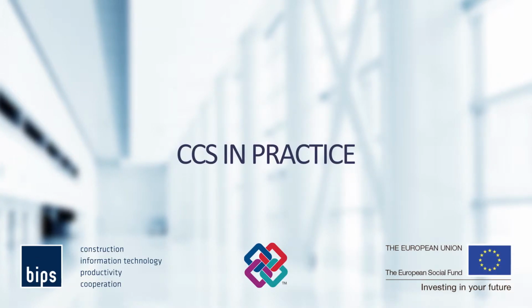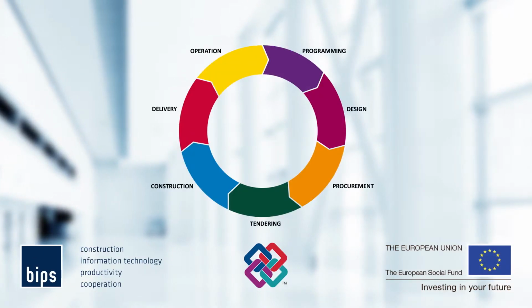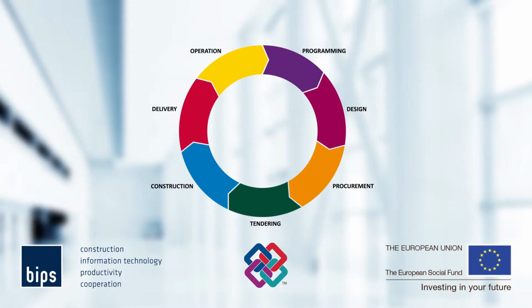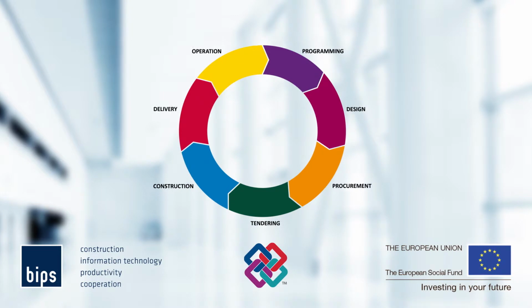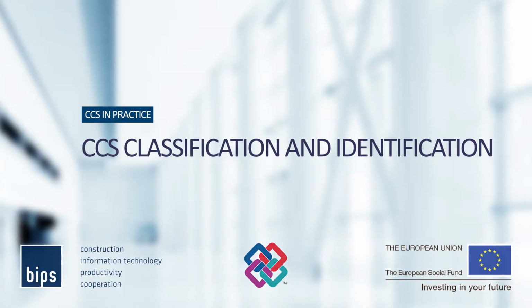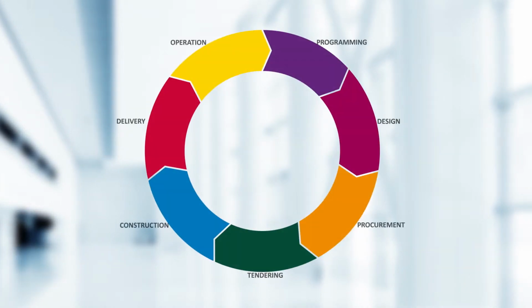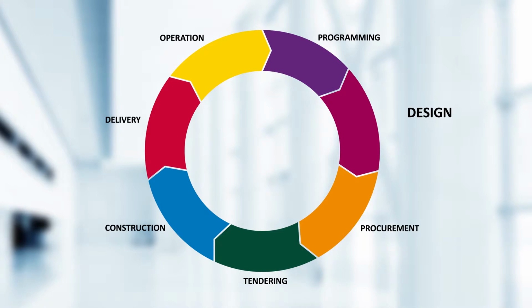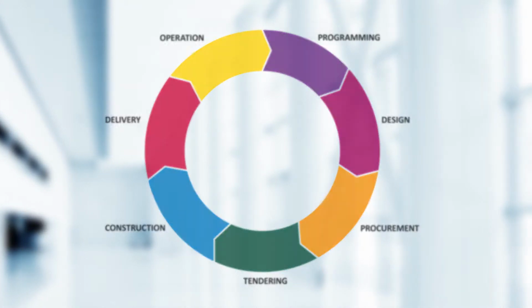CCS is a set of tools that supports the building industry through all the phases of the construction project, from the client brief phase to the building's operational use. In this video, we look closely at the principal fundamentals of CCS codes for classification and identification and show how users can get an overview of the codes, thus ensuring that the correct codes are used for each building component in the building modeling software.